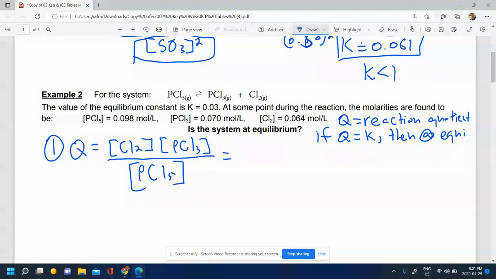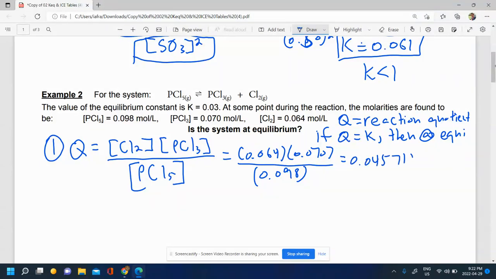And we're going to plug in our values that were given here to see if the Q is going to be equal to K. So Cl2 is 0.064, PCl3 is 0.070, PCl5 is 0.098. We'll then plug those values into our calculator. Just make sure your equation is balanced. Always do that just in case it wasn't given to you balanced, and in this case it is, so we're good. 0.064 times 0.070 divided by 0.098. And we get 0.045714285, or we could say approximately 0.046 to 2 sig figs.